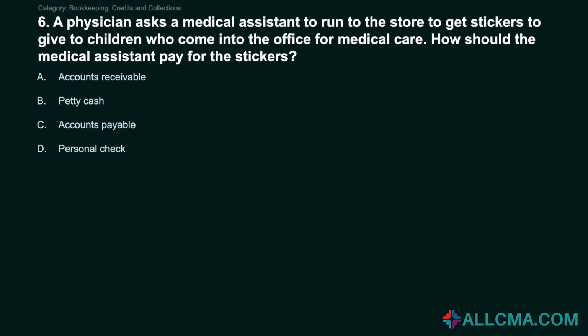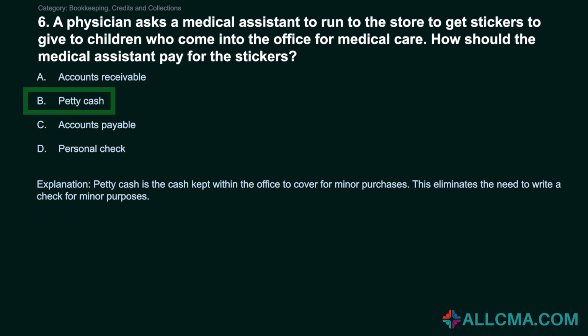6. A physician asks a medical assistant to run to the store to get stickers to give to children who come into the office for medical care. How should the medical assistant pay for the stickers? A. Accounts receivable. B. Petty cash. C. Accounts payable. D. Personal check. Correct answer: B. Petty cash. Petty cash is the cash kept within the office to cover for minor purchases. This eliminates the need to write a check for minor purposes.